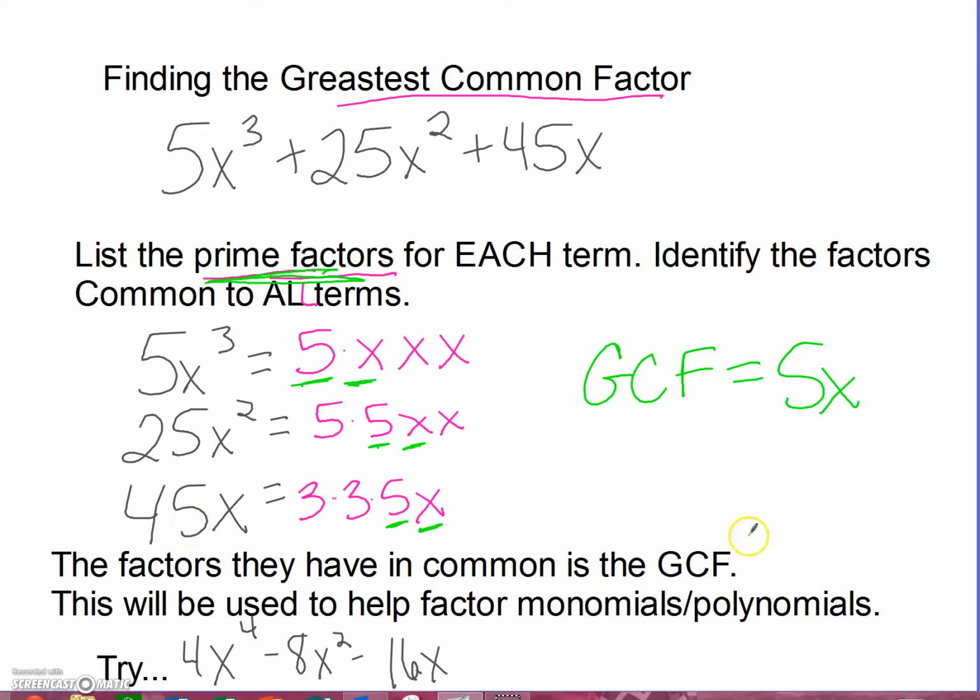The factors they have in common is the greatest common factor. If they happen to come down to have like 5 times 5 times x, your greatest common factor would be written as 25x. You would multiply those, and you could factor that out. We will use this to help factor monomials and polynomials, which will be on the next slide. Here's another example to try. Remember, you're going to separate each term, factor it out, and then figure out what they have in common. That will give you your greatest common factor. Try that one on your own.